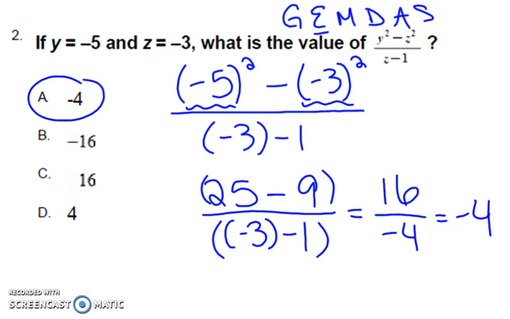You can type this entire problem in your calculator. Or if you're not comfortable with typing a fraction in your calculator, type the top in, get an answer, type the bottom in, get an answer, and then do the division. But please use your calculator as a self-check method.